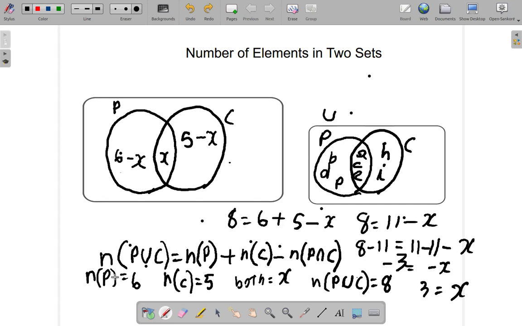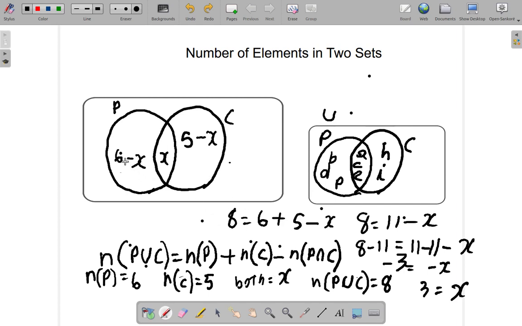And then, if you're asked a question, the number in P is 6, the number in C is 5, and the number in both is x, and everybody come together is 8. The union is 8. Then you have x in the middle here, both.